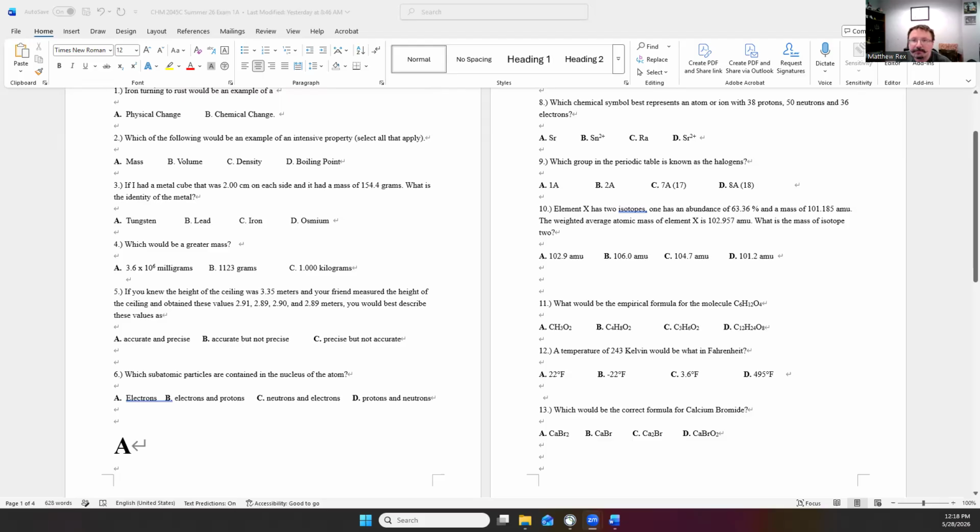All right, element X has 2 isotopes. One with an abundance of 63.36%. Now we only have 2 isotopes, so I know they have to add up to 100%. So if I subtract the abundance of 1 isotope out of that, that will give me the abundance of the other isotope, 36.64%.